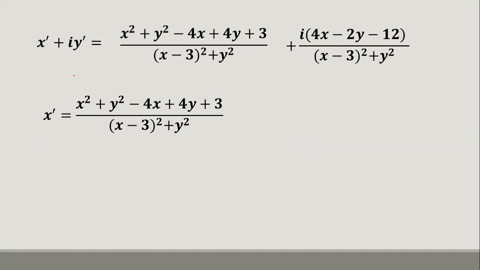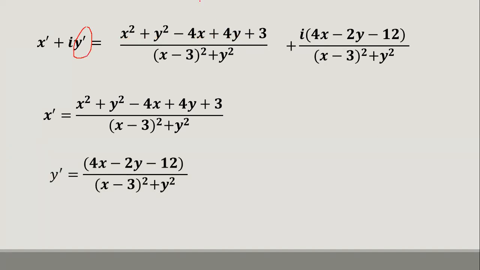By comparison, we get that x prime is equal to x squared plus y squared minus 4x plus 4y plus 3 divided by (x minus 3) squared plus y squared. Also by comparison, we get that y prime is equal to 4x minus 2y minus 12 divided by (x minus 3) squared plus y squared.